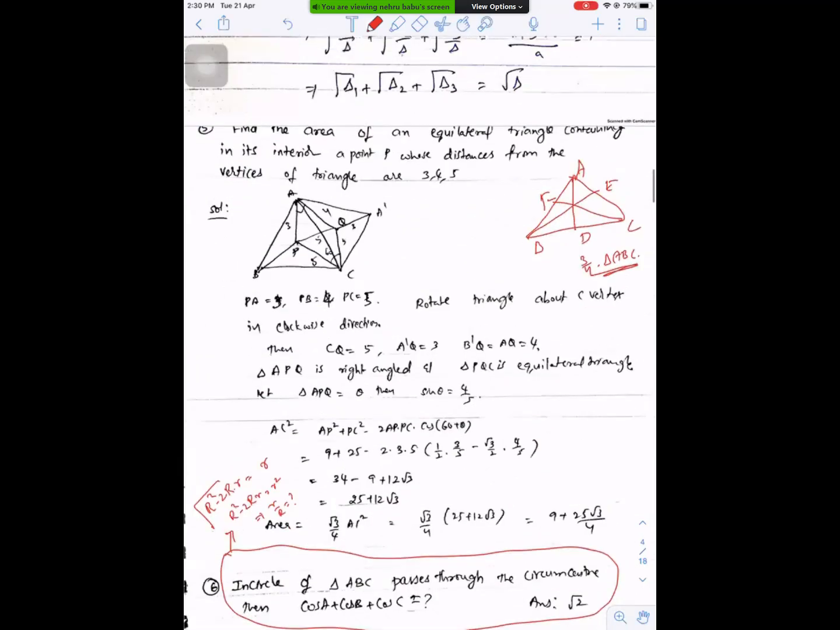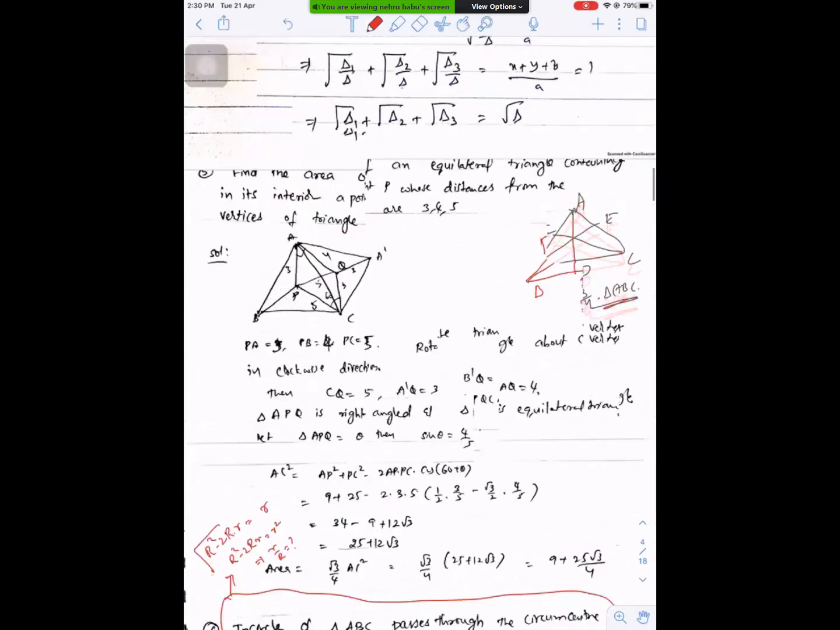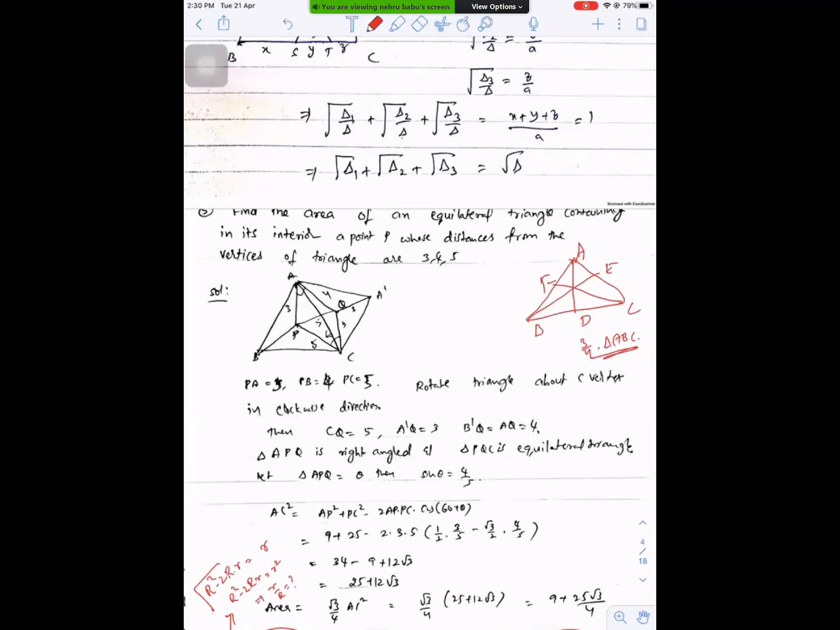One more good question. The problem is: find the area of an equilateral triangle containing in its interior a point whose distances from the vertices are 3, 4, 5. So the question is like this. A, B, C are the vertices. Here he is giving the distances: PA is 3 units, PB is 4 units, PC is 5 units.